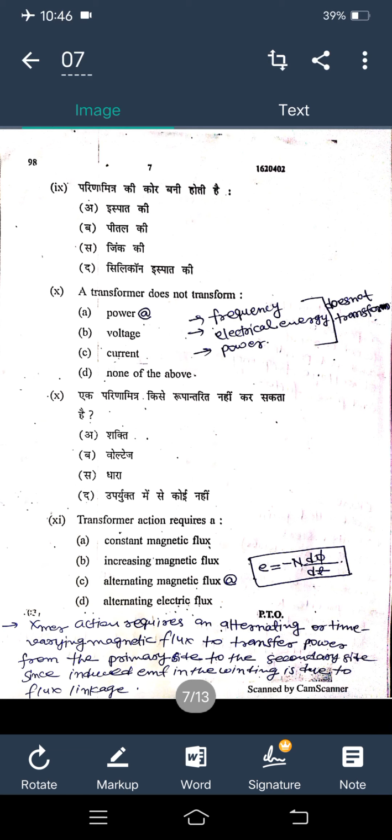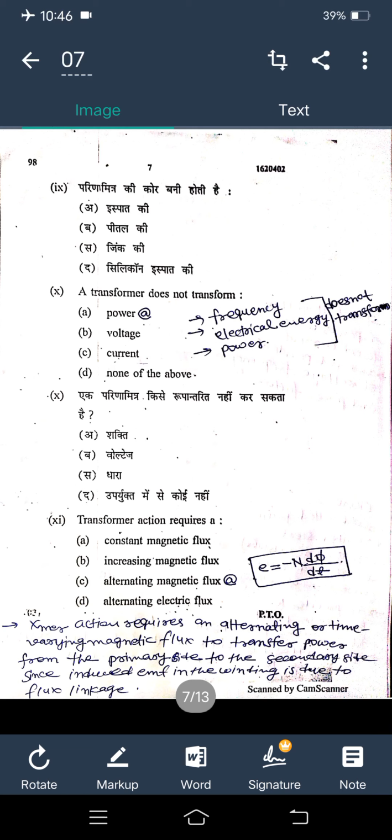Here power will be given in the option, so the right answer is option A, power. If frequency is mentioned, then frequency and power also will be the right answer. So question number 10, the right answer is option A, power.